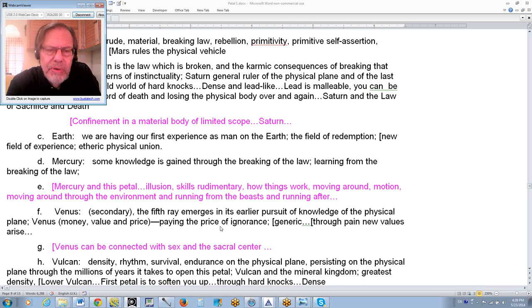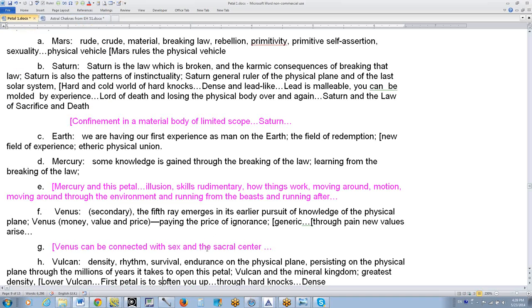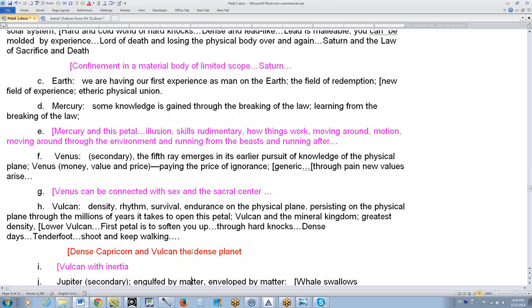Vulcan, for sure, and Vulcan is connected with every Earth sign. It's a strong ruler of Taurus, it's a veiled ruler of Virgo, and it's connected with the last decanate of Capricorn. So we have Vulcan in these experiences for density, for rhythm, for survival and holding out, for endurance on the physical plane. So persisting on the physical plane through the millions of years it takes to cultivate, organize, and open this petal.